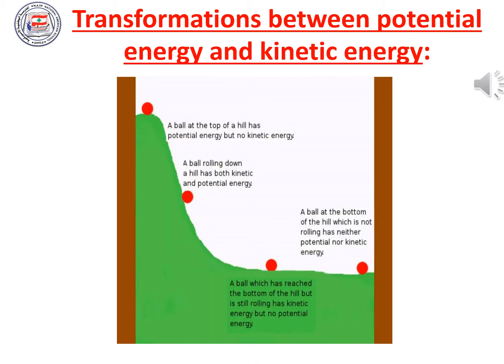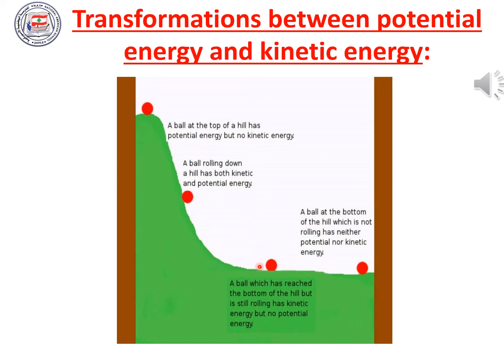This is the first example for transformations between potential energy and kinetic energy. So the ball is at the highest point. Okay, look at the figure and start from the left. The ball is at the highest point. When it is at the top, it has potential energy but no kinetic energy. Once it's rolling down, the ball that is rolling down the hill has both kinetic and potential energy. So the potential energy decreases and the kinetic energy increases. So the potential energy is transforming into kinetic energy.